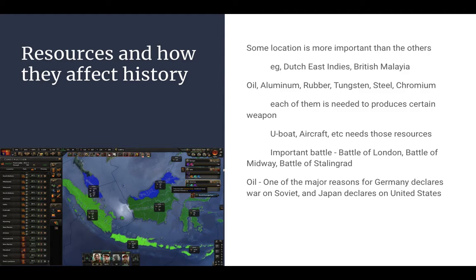We can also learn why some locations are more important than others in history. This can be a strategically important location, or a location full of resources. There are six types of resources presented in the game, of which oil is super important because it is used for motorized troops and aircraft, and it is also one of the reasons why Germany declared war on the Soviets and Japan declared war on the United States. Those resource shortages can really help everyone understand why those events happened.